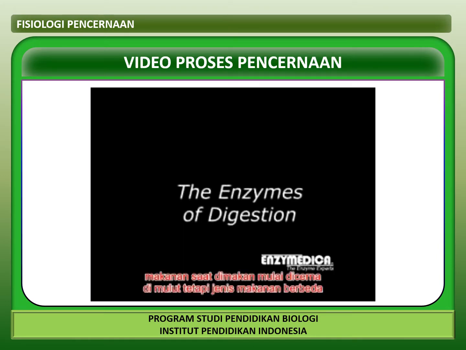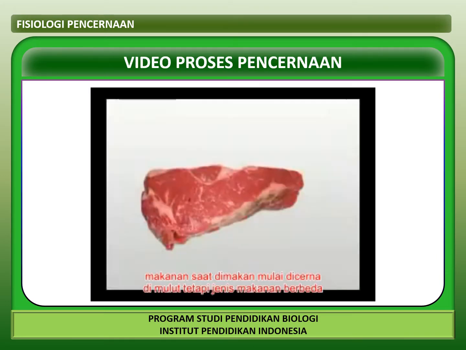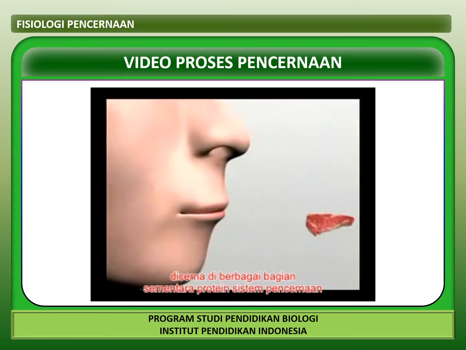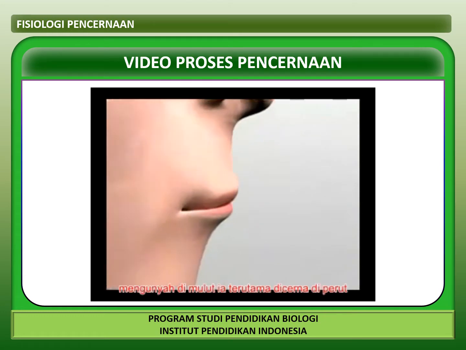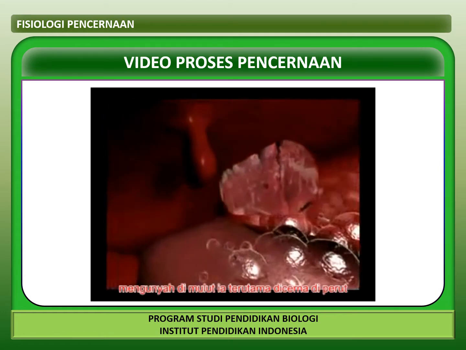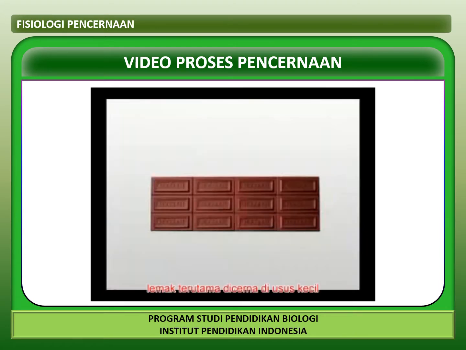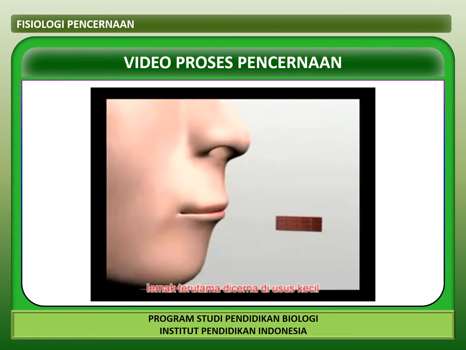Food, when eaten, begins to digest in the mouth, but different types of food are digested in different parts of the digestive system. Protein, while masticated in the mouth, is primarily digested in the stomach. Fats are primarily digested in the small intestine.